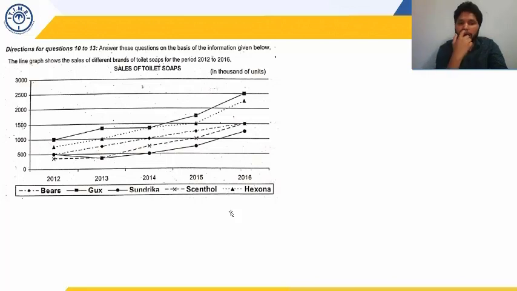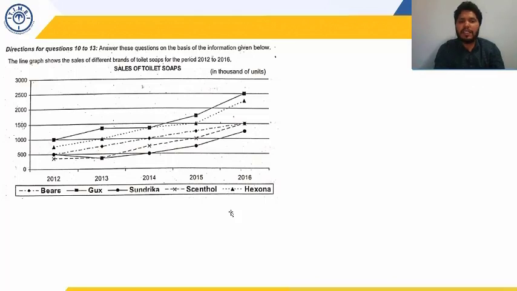So what is happening here? We have just been given the line and some points are also mentioned here. So let's try to read what this data is saying. The line graph shows the sales of different brands of toilet soap for the period 2012 to 2016. Which brands are available? Beers, Gux, Sundrika, Senthol and Hexona. So there are 5 brands, and sales of the 5 brands are given for the period of 2012 to 2016 in thousands of units. It is mentioned here, sales of toilet soaps in thousands of units.